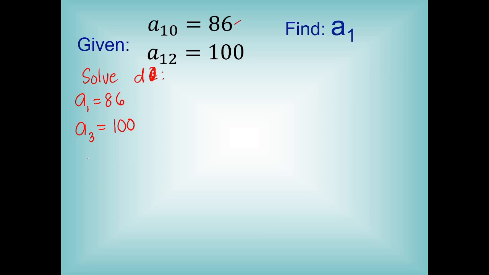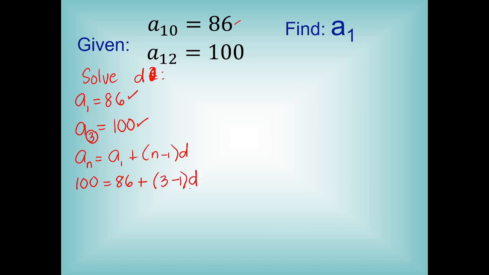Now, let's continue. I will be using the formula. A sub n is equal to A sub 1 plus n minus 1 times D. Now, our A sub n is 100. The first term is 86 plus n minus 1. N minus 1, that is 3 minus 1 times the common difference.